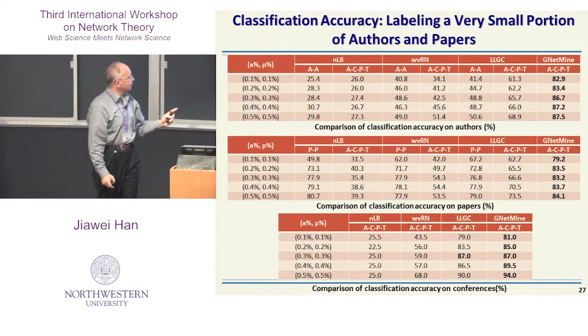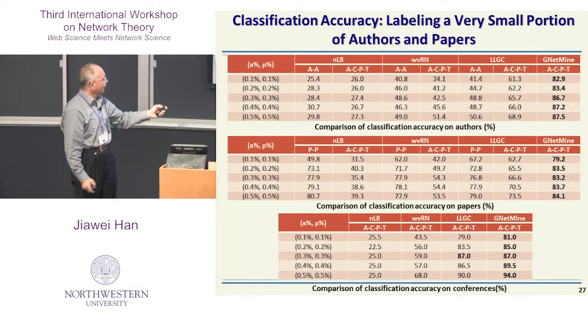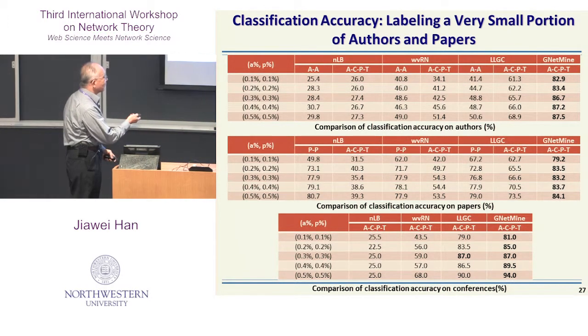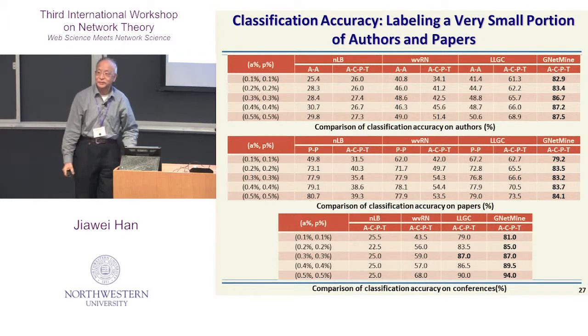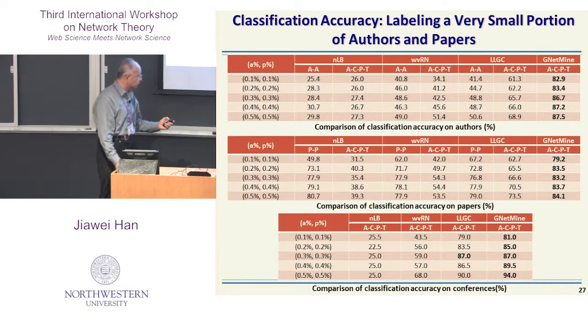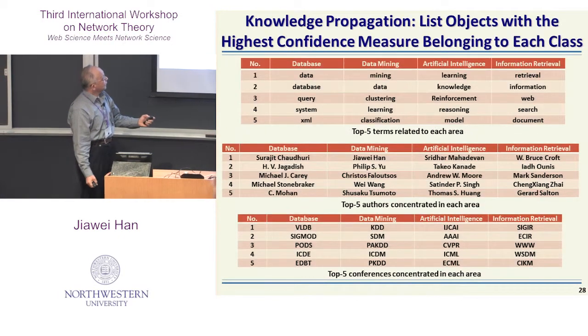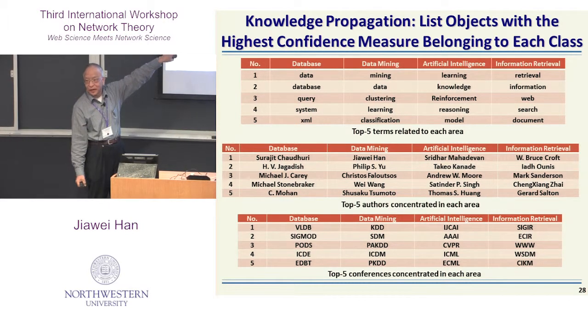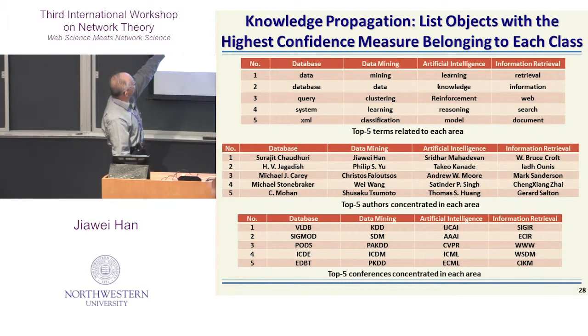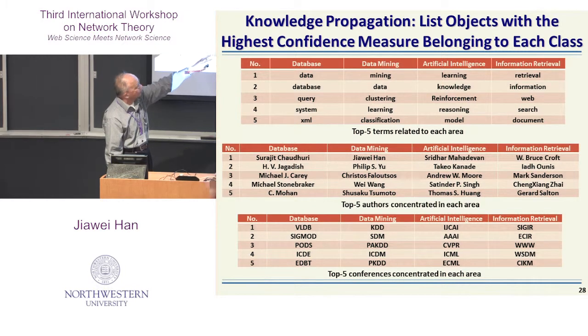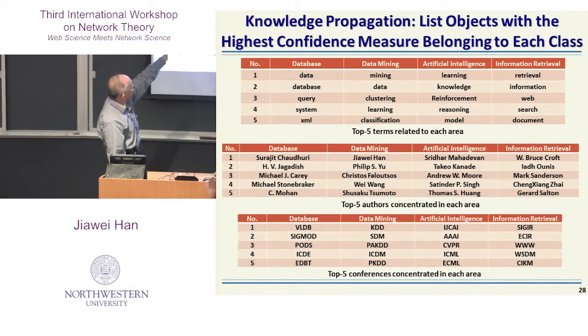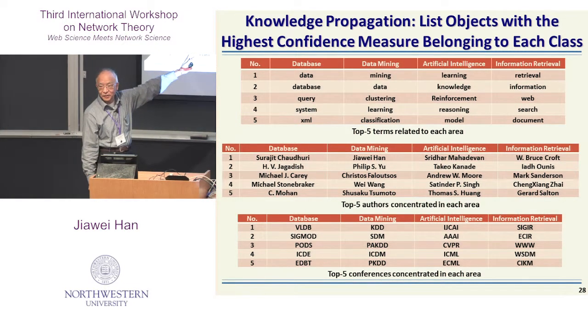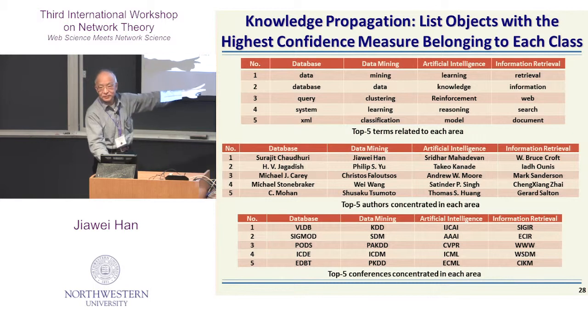If you look at this, you can see that GNetMine is much more accurate. The reason, obviously, is that you use multiple networks. These are the terms on several fields: database, data mining, AI, information retrieval. Look at the top 5 ranked terms; it's almost what an expert would pick. And look at the top 5 authors and the top 5 conferences.